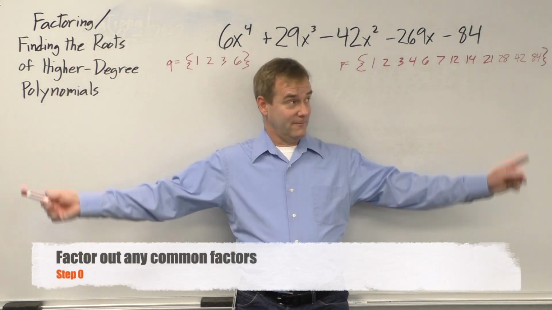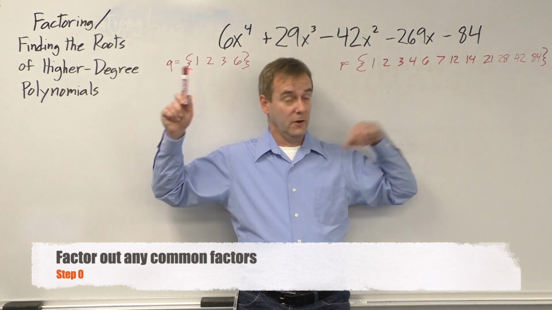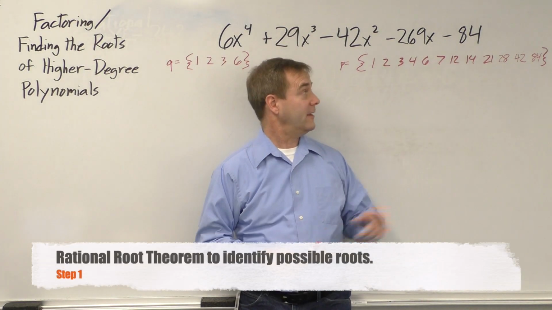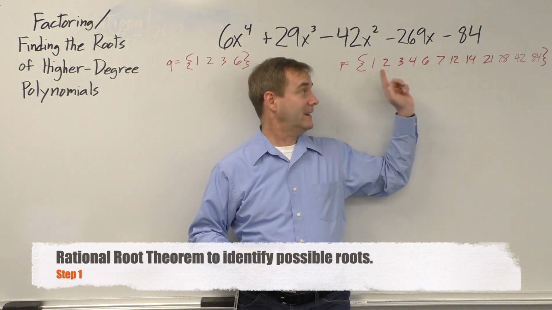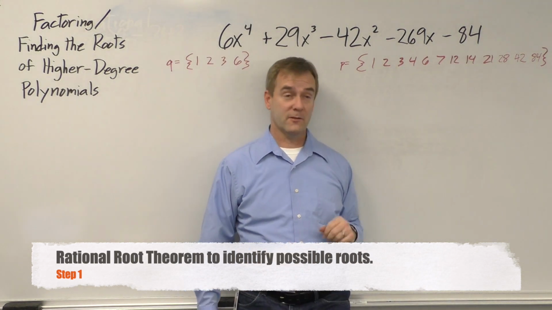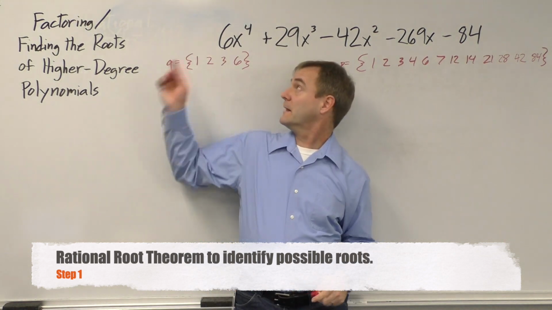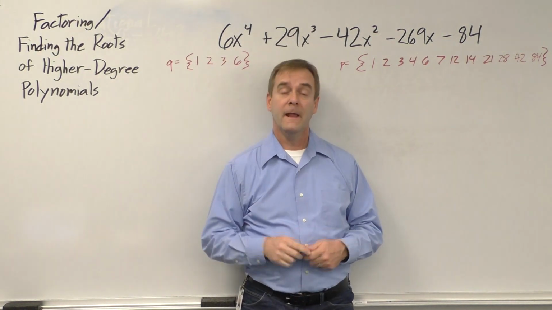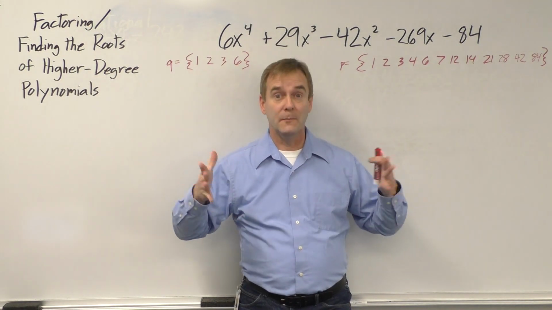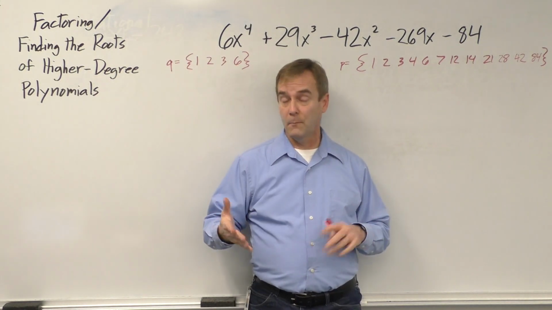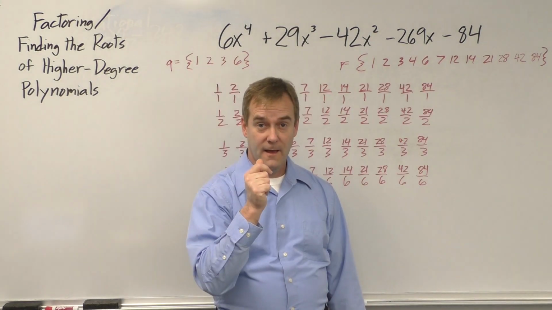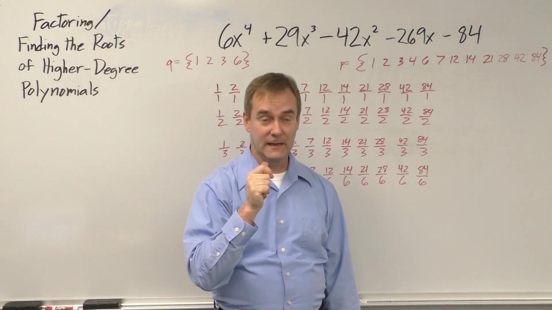Being intelligent says if there's a greatest common factor in the original polynomial, factor it out. There isn't this time. The rational root theorem says take the constant term and list every potential number that multiplies to make 84. Take the leading coefficient and list every potential number that multiplies to make 6. The rational root possibilities are made up of every number that's this over this. Man, I love being able to do that.